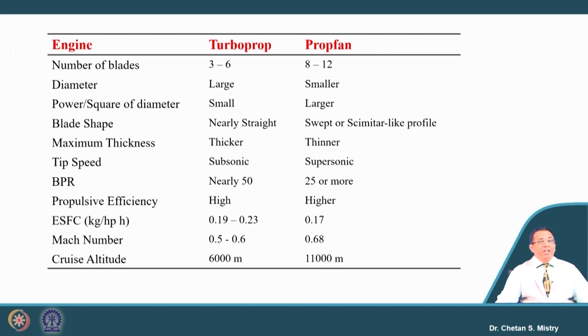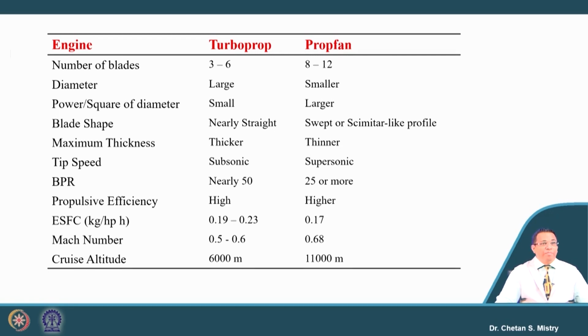If we compare the maximum thickness, propellers are thicker and prop fans are a little thinner. And if we consider tip speed, for the turboprop engine we do not want our flow to go supersonic or transonic near the tip region, so the tip speed is subsonic, and for the prop fan we can go into the supersonic range also. If we consider the bypass ratio, for the turboprop engine it is in the range of 50s, and for the prop fan it is more than 25. You can say the comparison of the prop fan is more with the turbofan engine.